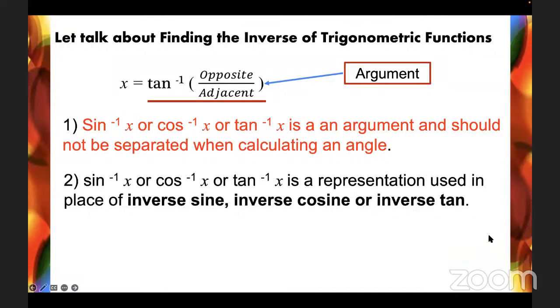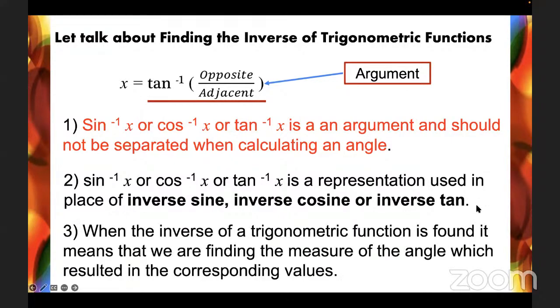We can probably go through this quickly. As you can see, the inverse of sine x, inverse of cos x, inverse of tan x, whichever way you want to say it, is an argument and should not be separated when calculating an angle. You represent the inverse by the sine, cos, or tan raised to the power of -1. When the inverse of a trigonometric function is found, it means that we are finding the measure of the angle which resulted in the corresponding value.